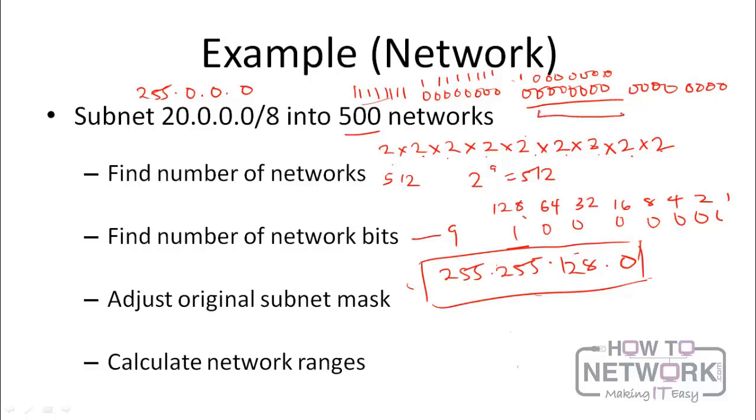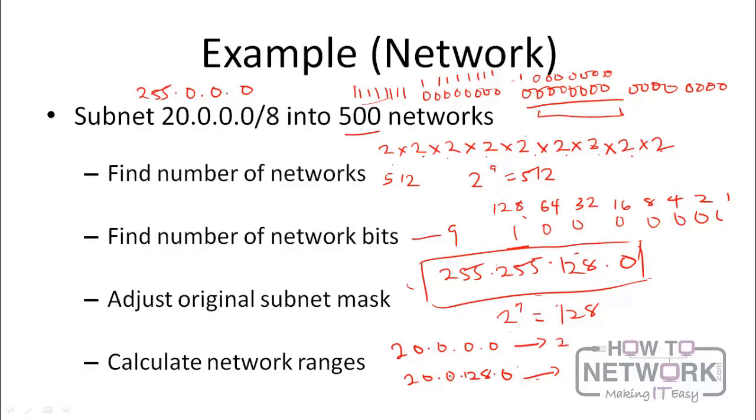Now to calculate the network range, we're going to use the number of host bits, and the host bits here are in the third octet, the most significant one. If we look at the third octet, we have 7 host bits, and 2 raised to the power 7 is 128, as you can see from our place values. So that means we have a 128 increment in the third octet. So our network range will start from 20.0.0.0, and the next one will be 20.0.128.0.